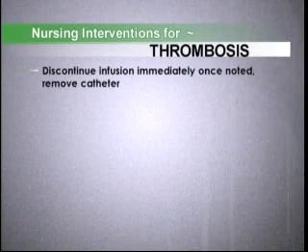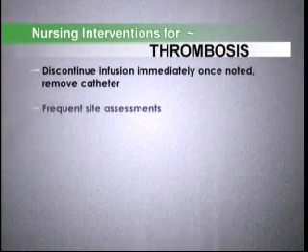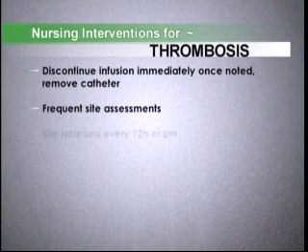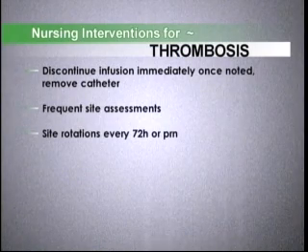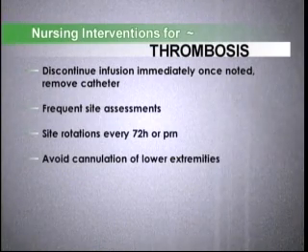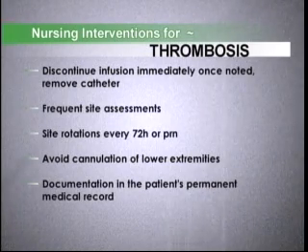Thrombosis. Discontinue infusion immediately once noted and remove catheter. Perform frequent site assessments. Site rotations every 72 hours or PRN. Avoid cannulation of lower extremities and documentation in the patient's permanent medical record.